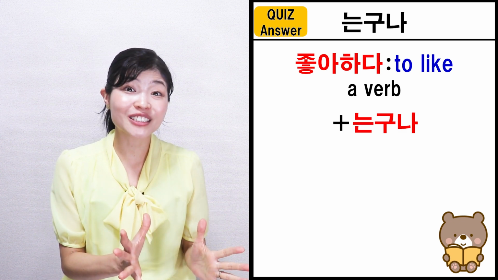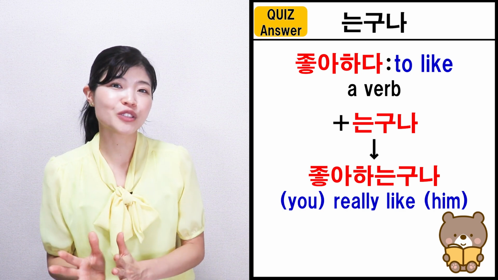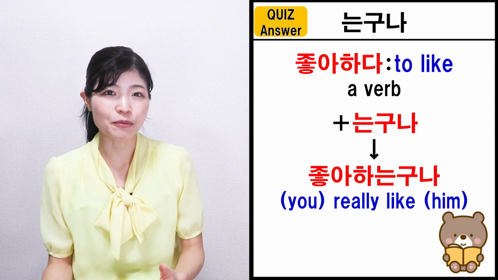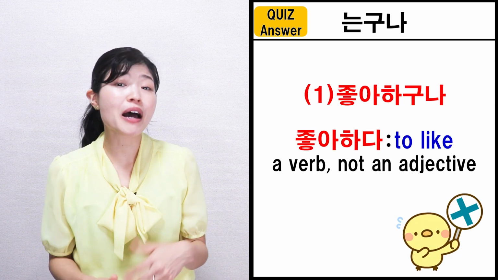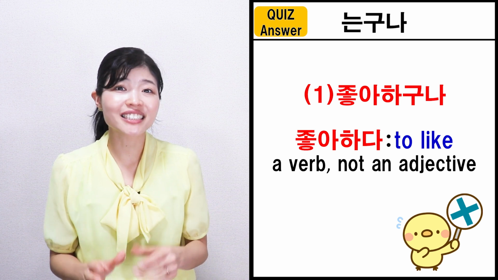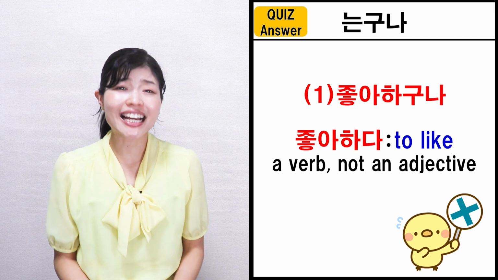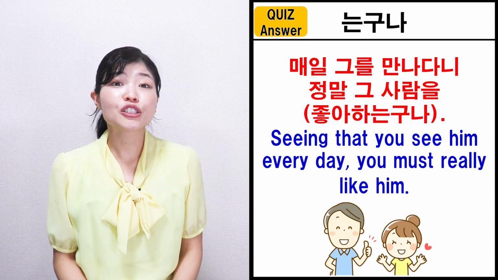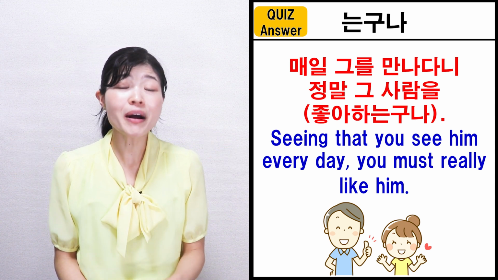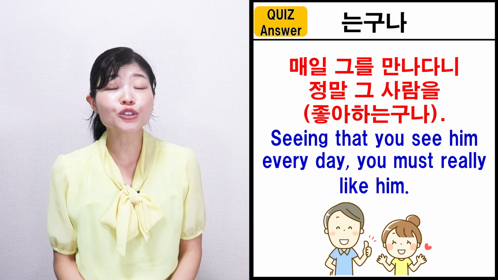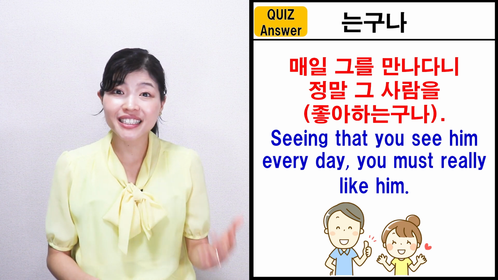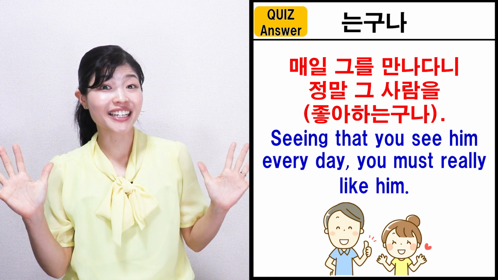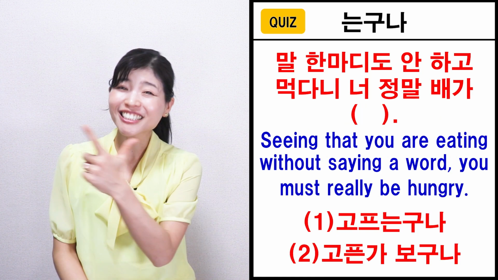The correct answer is 좋아하는구나. You really like him. Number 1 is close but wrong because 좋아하다, to like, is a verb, not an adjective. Then let's read the sentence together. 매일 그를 만나다니 정말 그 사람을 좋아하는구나. Please read this sentence with a surprised feeling. Then let's try the next quiz.